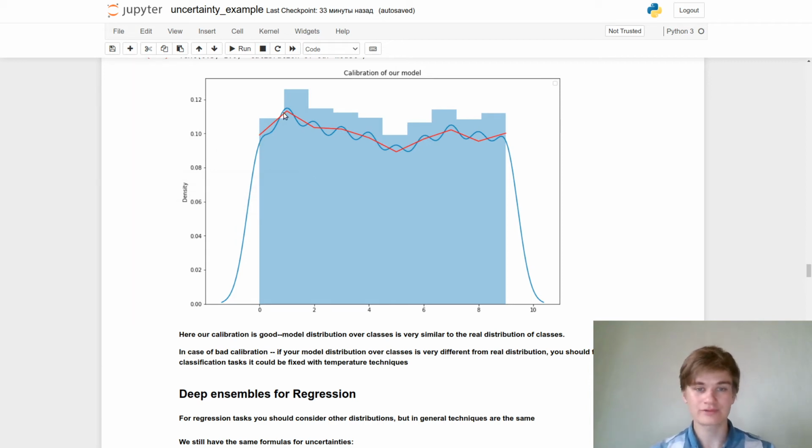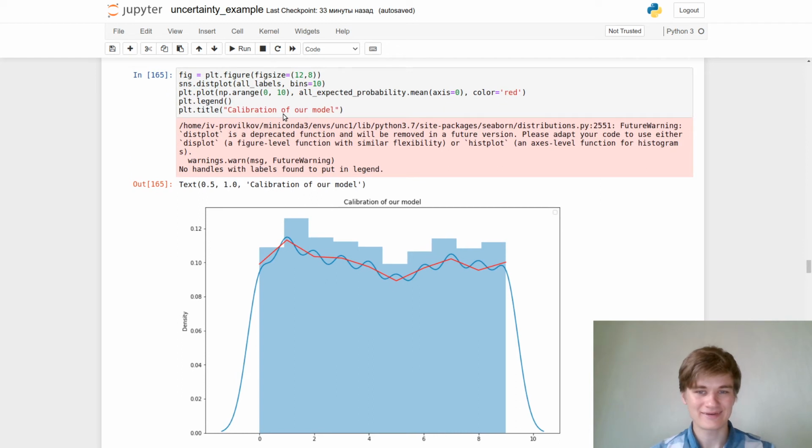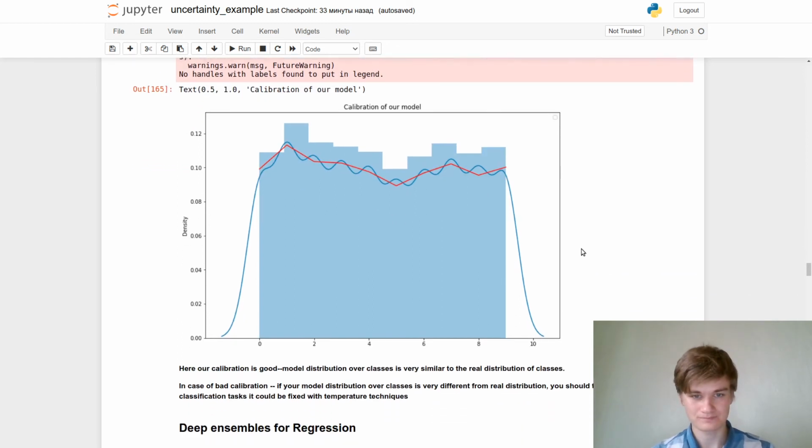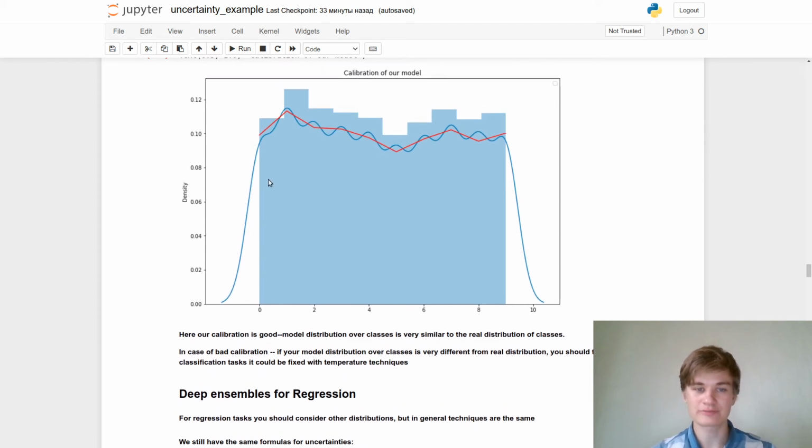Here we have a good case and our calibration is good. You can see that red number here is the average expected probability over our dataset for our ensemble, and we can see that it is highly correlated with blue, and blue is the real distribution of classes in our test dataset.